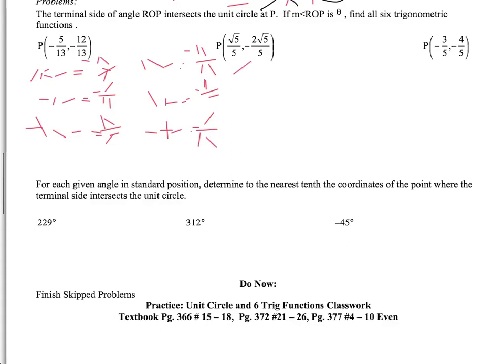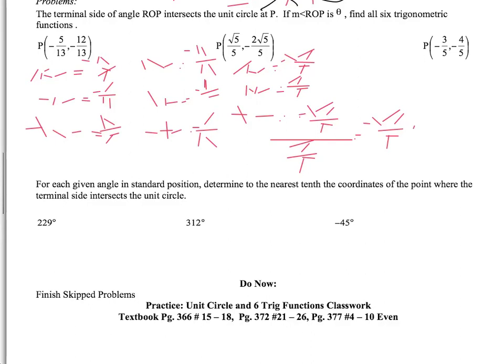So the next one, sine theta is going to equal the y value. Cos theta is going to equal the x value. Tan theta is going to be y over x, and I'll show the work here. So it's negative 2 radical 5 over 5 divided by my x value, radical 5 over 5. I can do a state change flip here. So keep the first, change division to multiplication, and flip the second. You should notice here that 5's cancel, radical 5's cancel, so you're just left with a negative 2.